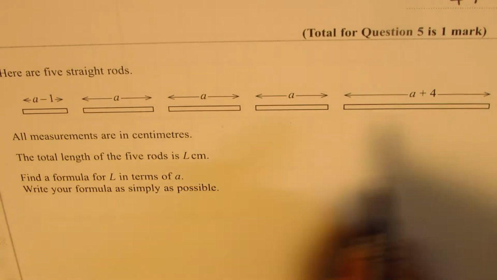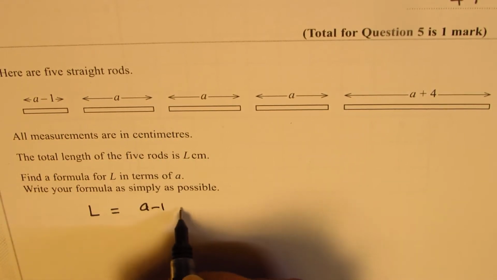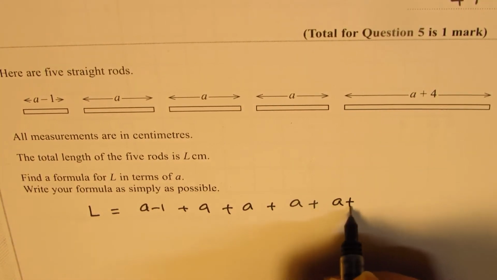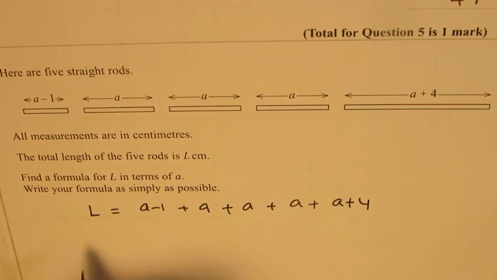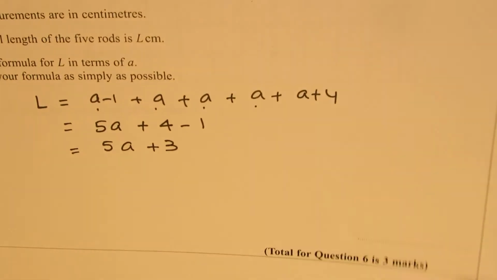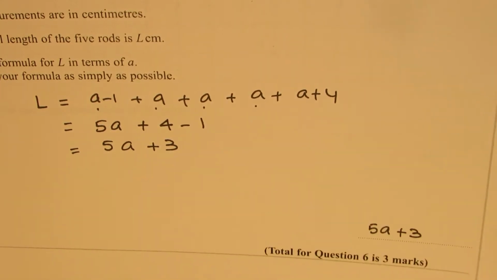So L is total length, right? So basically we say L is equal to, add them all. So we have got A minus 1 plus A, then we have another A, then another A, and another A plus 4, right? So we have to add them all. So we get what? 1, 2, 3, 4, 5 A's, right? 5A plus 4 minus 1, that means 5A, 4 minus 1 is 3. So that is how you can write L in terms of A. So we get our solution as 5A plus 3. Clear? So that is how we are going to answer it.